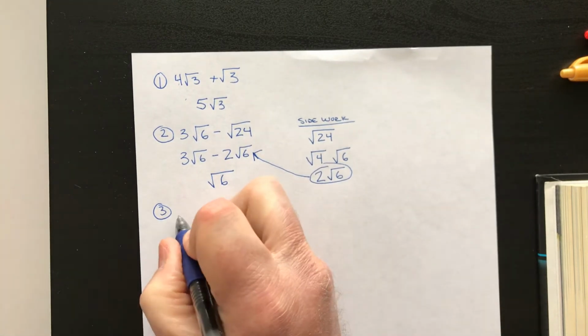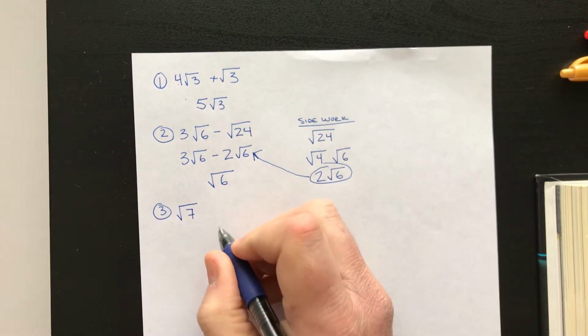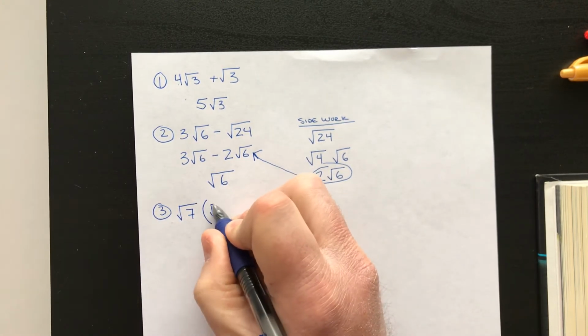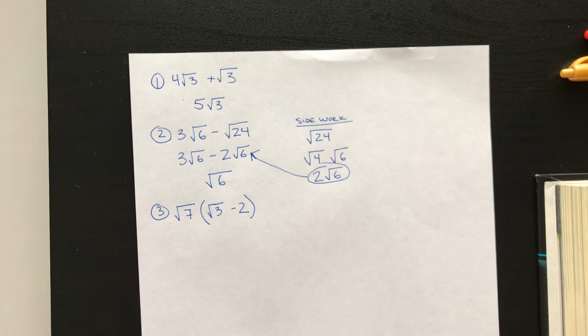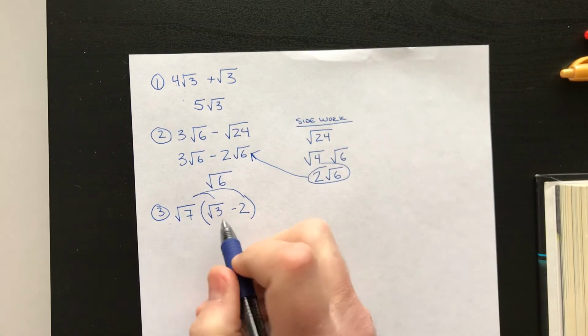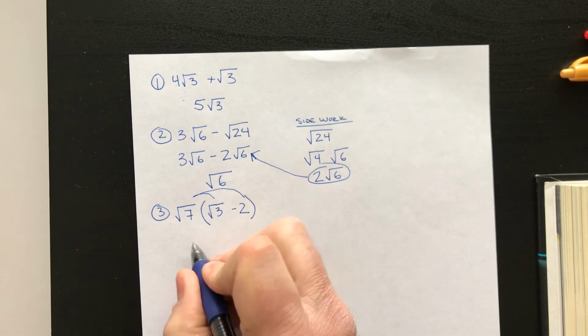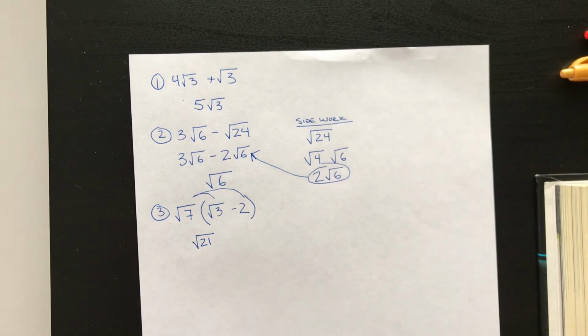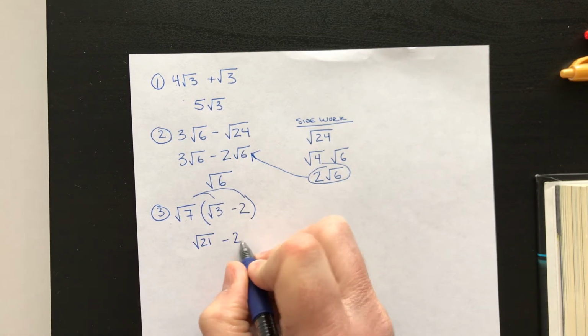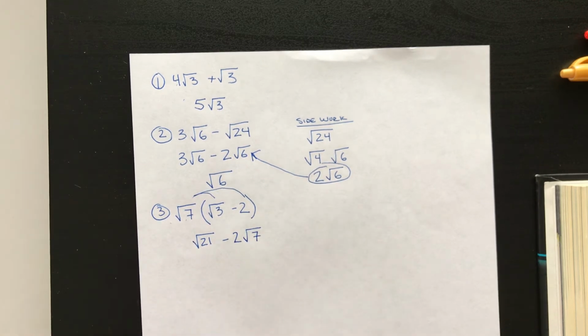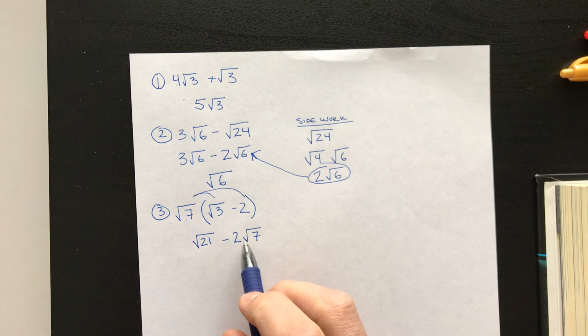Number 3 is a multiplication. So we have the square root of 7 times the square root of 3 minus 2. Remember, we need to distribute the square root of 7 to both terms inside of the parentheses. So we have square root of 7 times the square root of 3, which is the square root of 21, and then the square root of 7 times 2. We can't multiply those together, so you just have to leave it as 2 root 7. So our final answer is square root of 21 minus 2 root 7.